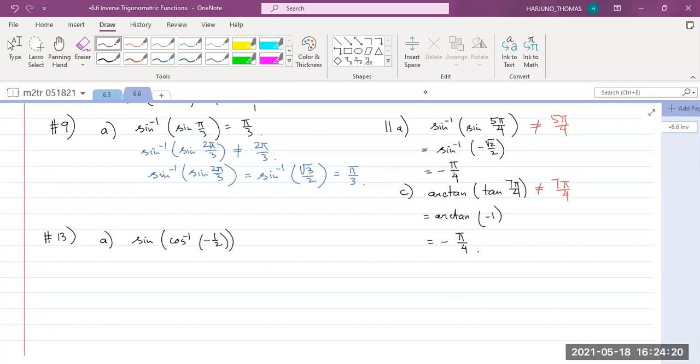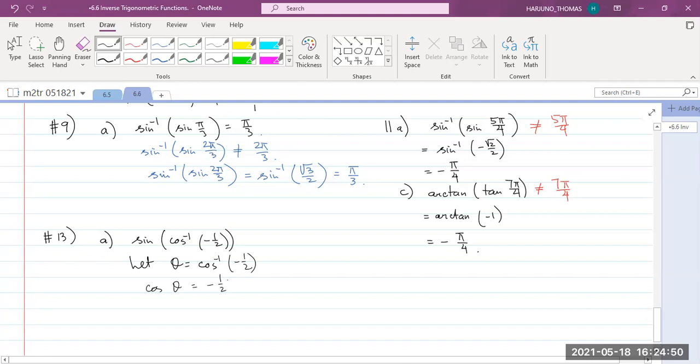What I don't want to happen is that the way you get it is different from mine, and it becomes an obstacle for my later material. Like for example, this one here, sine of cosine inverse of negative 1/2. How do we do that? I will say let theta equal cosine inverse of negative 1/2. So cosine theta equals negative 1/2. Now cosine inverse of negative 1/2 must be in quadrant 2.